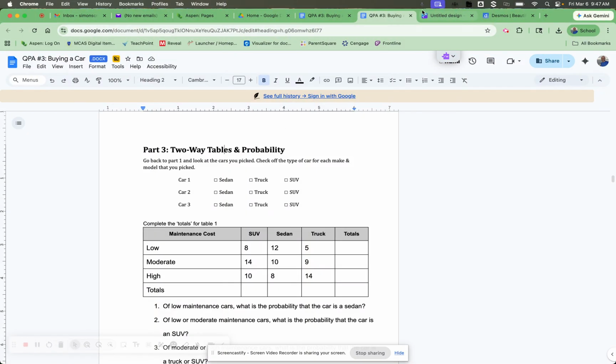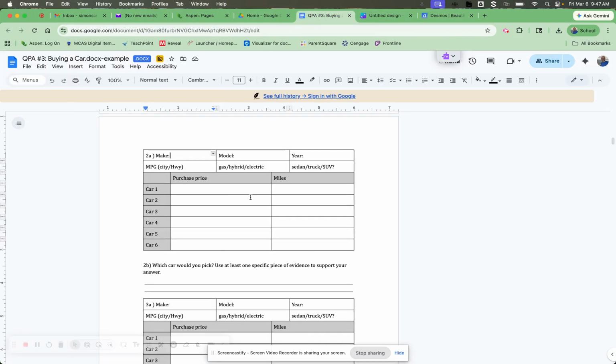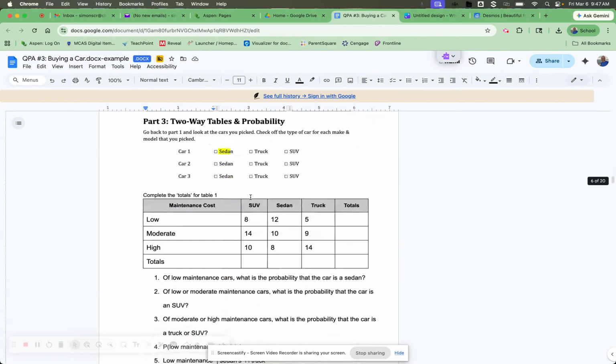It might be a truck. And then for car 3, whatever that is, okay? I'm going to be using this information to do some analysis, so I make sure I know what the 3 cars I picked were.